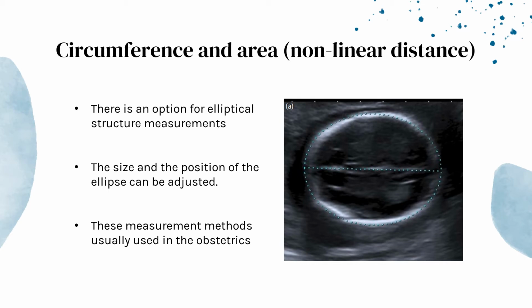There is also an option for true elliptical structure measurements. The caliper is set on the end points of the long or short axis of the ellipse, while the other can be adjusted by the trackball. Also, the size and the position of the ellipse can be adjusted. As we can see here in the picture, this is an obstetric application for true ellipse measurements, and usually these measurement methods are used in obstetrics applications.